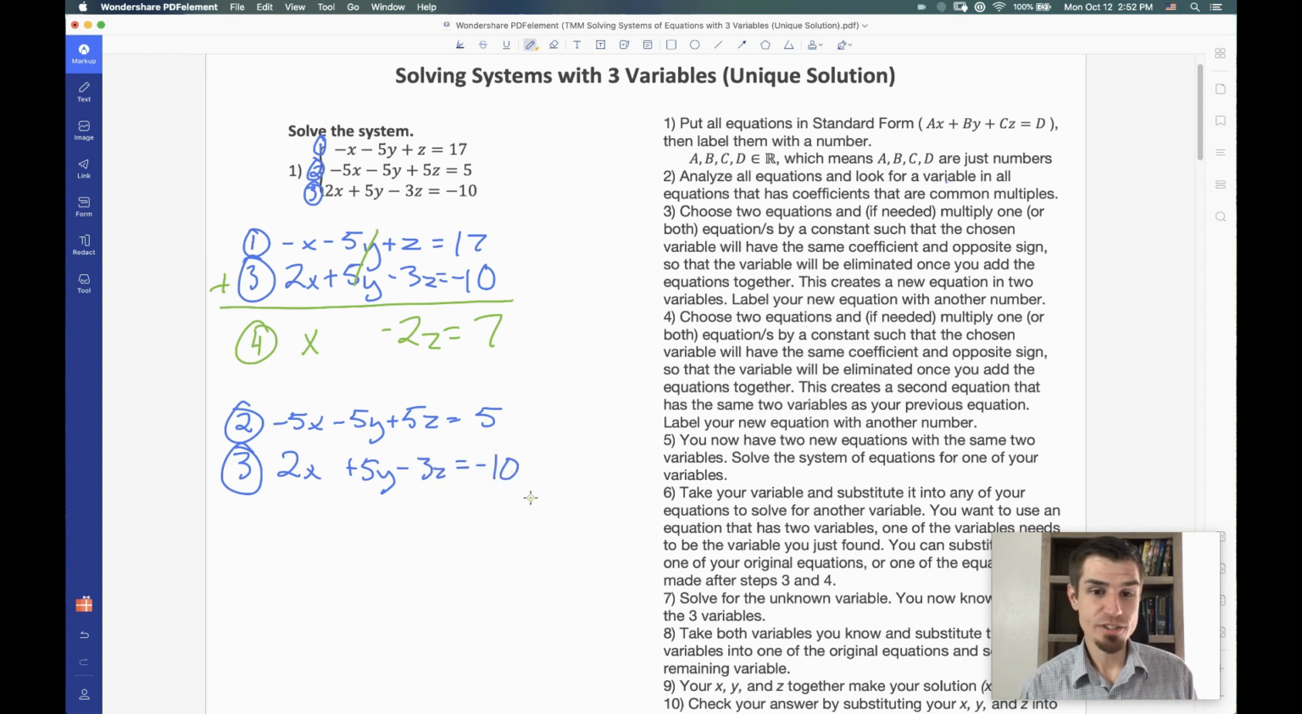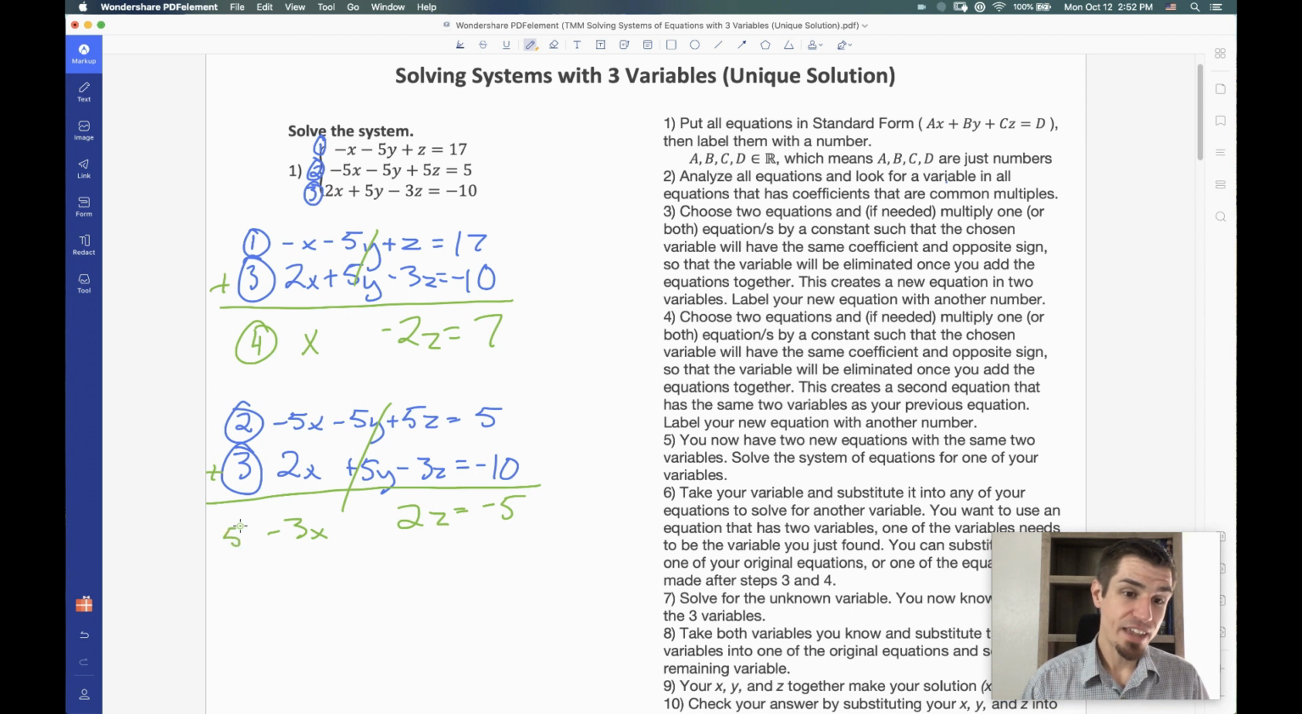So once again, we're using the elimination method. We're adding these equations together, so we're combining like terms. Negative 5x plus 2x is negative 3x. This is what we want. Negative 5y plus 5y gives us 0. That eliminates that variable. And then we keep going here. 5z minus 3z is 2z. And that's going to equal minus 5 when we add 5 and negative 10. So check it. Once again, we made a new equation.